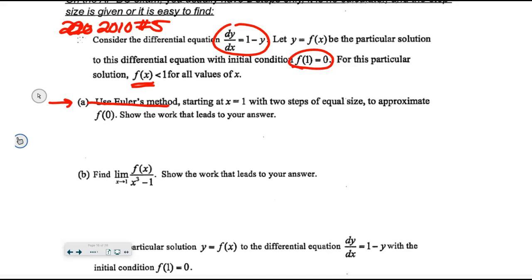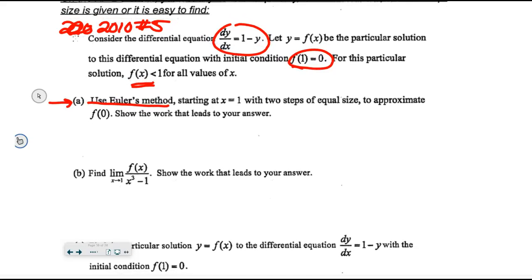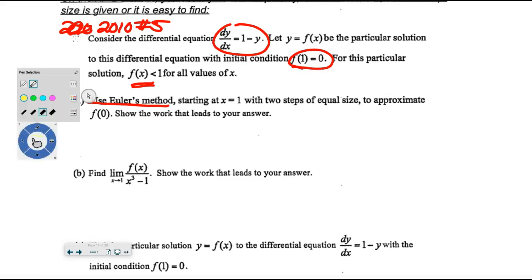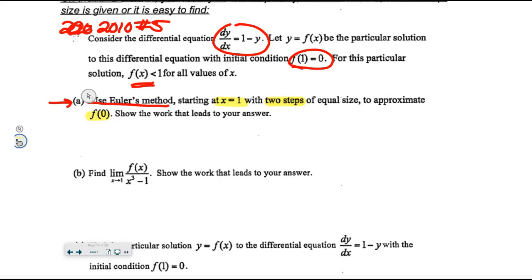Be careful on this one. Why did I say be careful? Did any of you notice? Yeah, you're going backwards, so what does your step say? Negative. Yeah, you're going from 1 back to 0 to approximate, and it says 2 steps. So you have to get from 1 to 0 in 2 steps. Your step size is negative 0.5, so be careful with that.